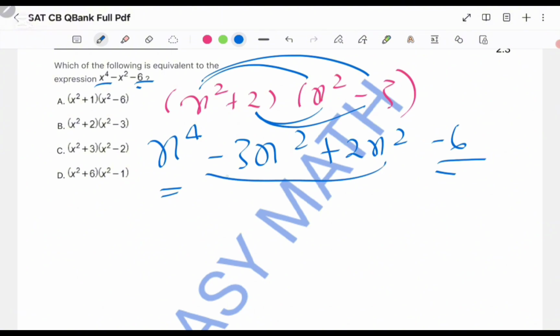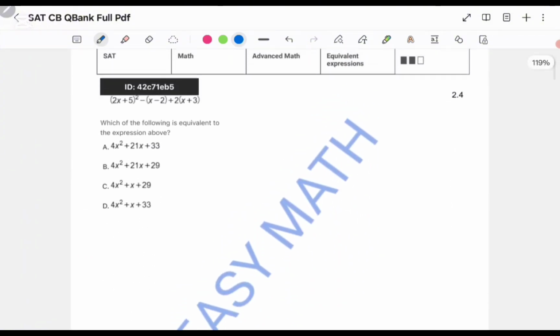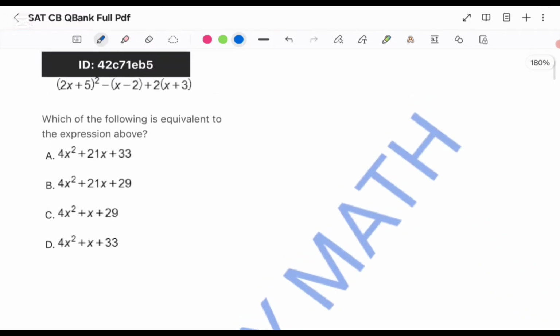What about these? If I join these two terms, I'm going to get a negative x squared. So it's going to be x power 4 minus x squared minus 6, and this does match my expression provided. Therefore, B is the right one. You can try out C and D, but they're not going to work. Again, here we have it, but it's the opposite.